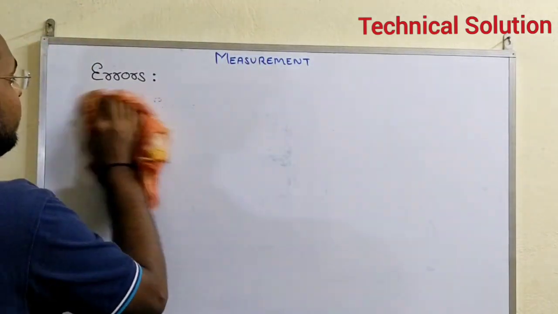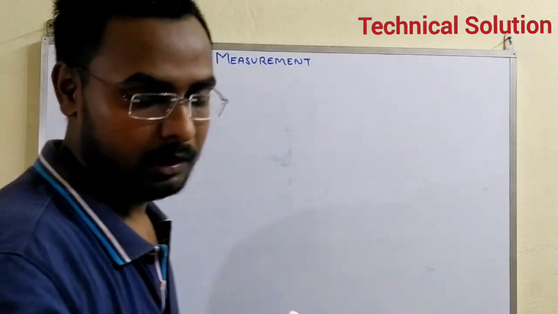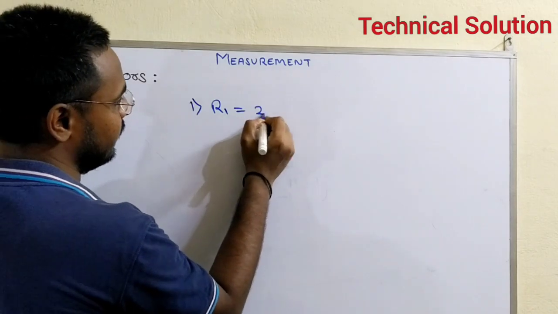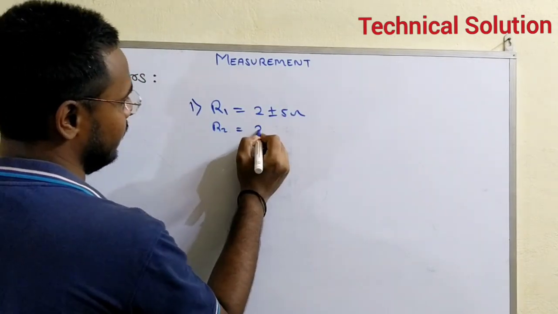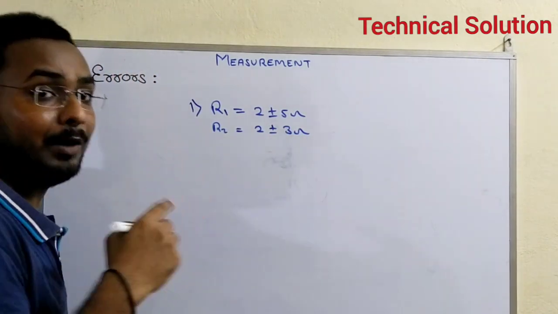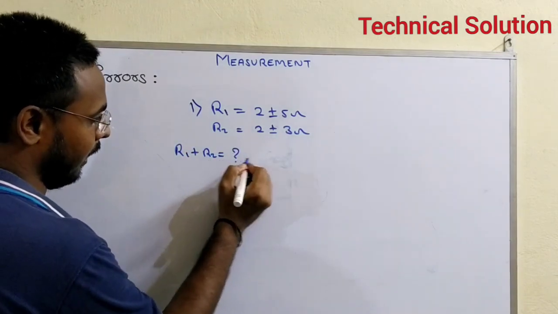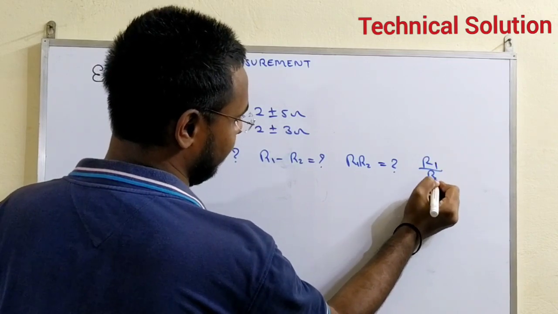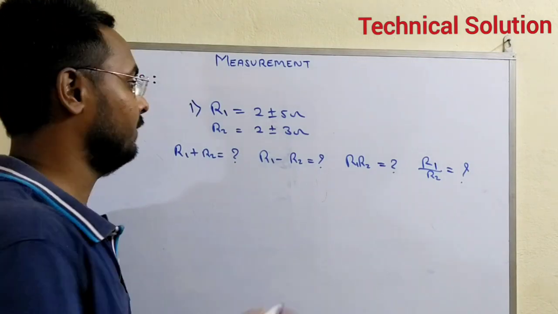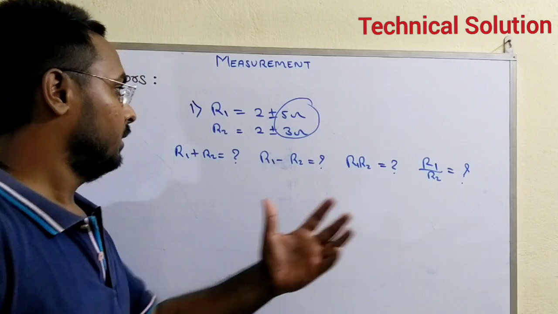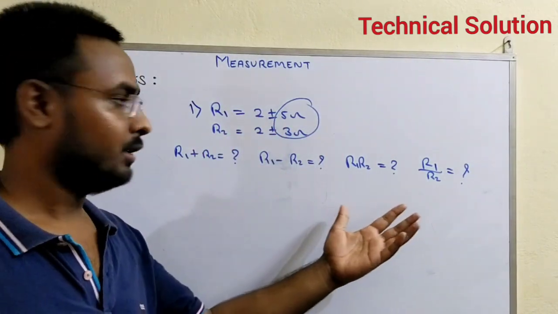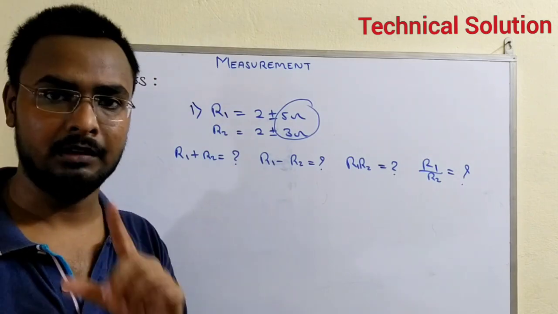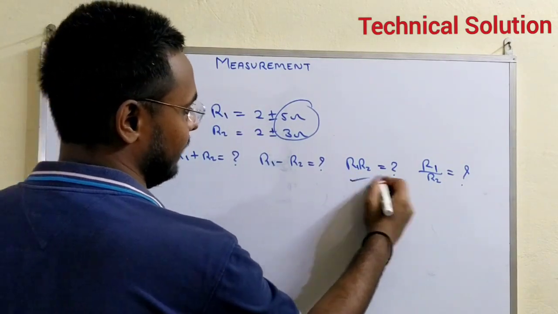The next part of this limiting error is sum and difference, multiplication and division. It means if R1 is 2 plus minus 5 ohm and R2 is 2 plus minus 3 ohm, then what is the value of R1 plus R2, R1 minus R2, R1 R2, and R1 divided by R2, right? You know very well that this is the limiting error. For the calculation of multiplication and division, it is very easy, and for the calculation of addition and subtraction, you have to remember one formula. So let us discuss multiplication and division first.